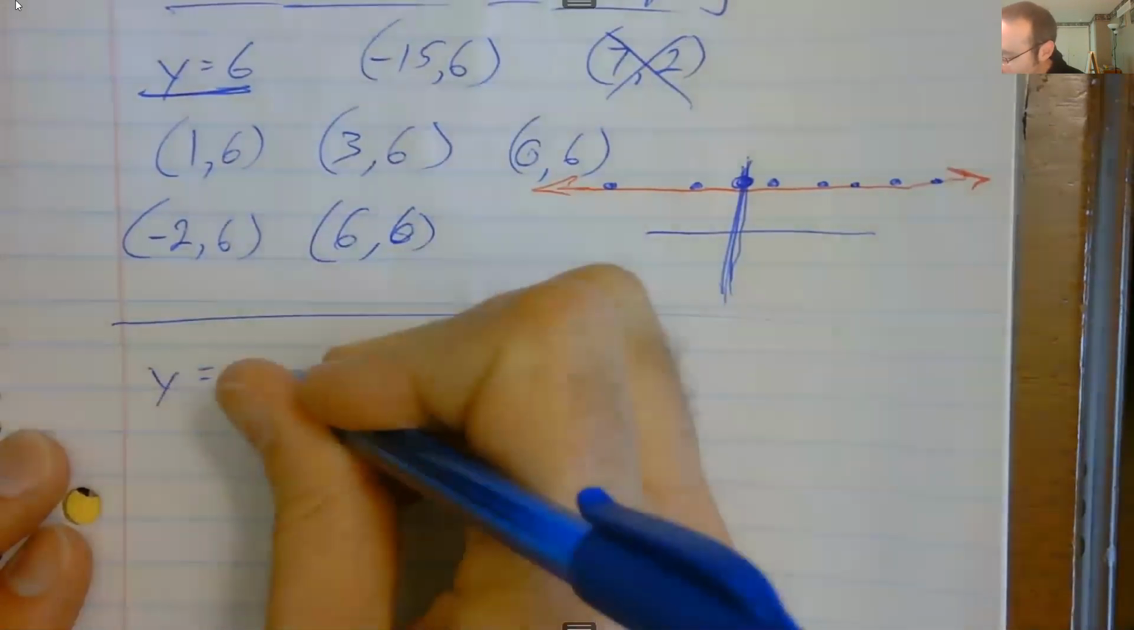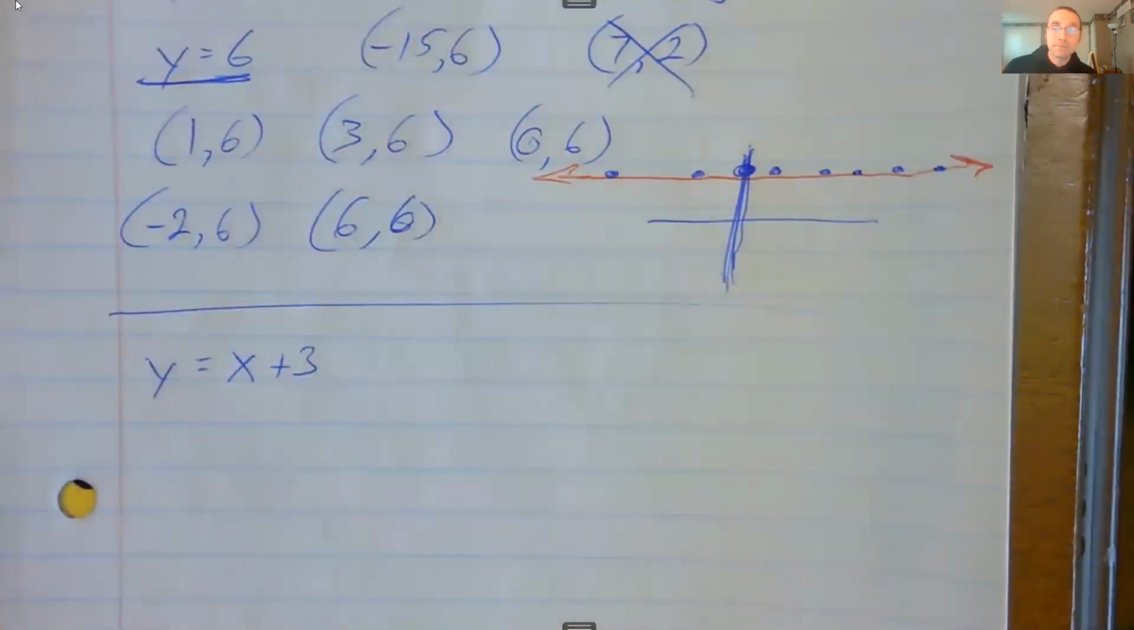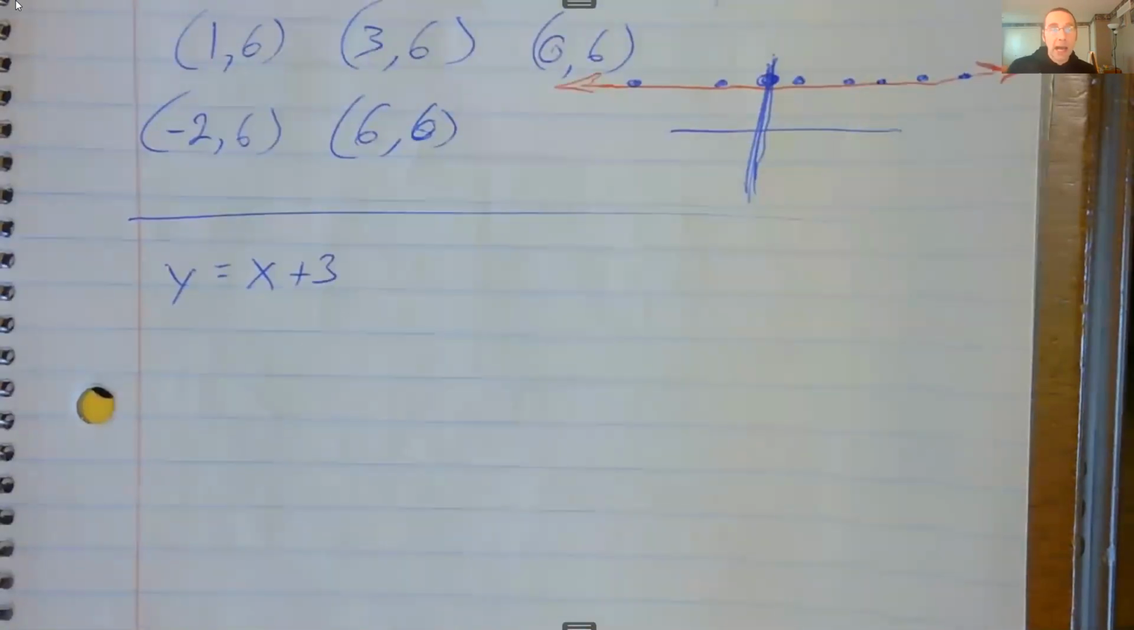How about y equals x plus 3? Now we've learned how to graph that. We've learned to look at that and say, oh, that looks like it's going to be the equation of a line. That's in slope-intercept form, y equals mx plus b. I can find my y-intercept, I can find my slope, and I can graph that. But I want us to think about, what do all those points mean? How do we come up with that graph?